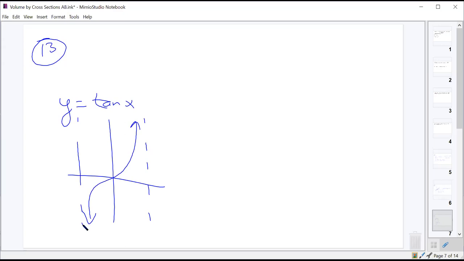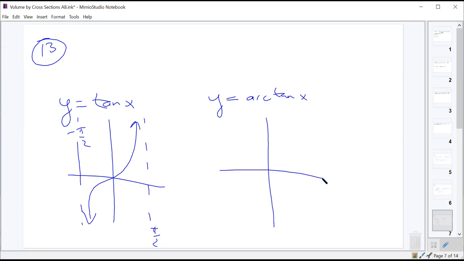Okay? And so if I have vertical asymptotes on tangent at pi/2 and -pi/2, then that means that the inverse tangent, or the arc tangent, should have horizontal asymptotes at pi/2 and -pi/2. Inverse tangent of x is going to look like this, with horizontal asymptotes. That makes sense, Angelina? Yeah. Wonderful. So that one's good.